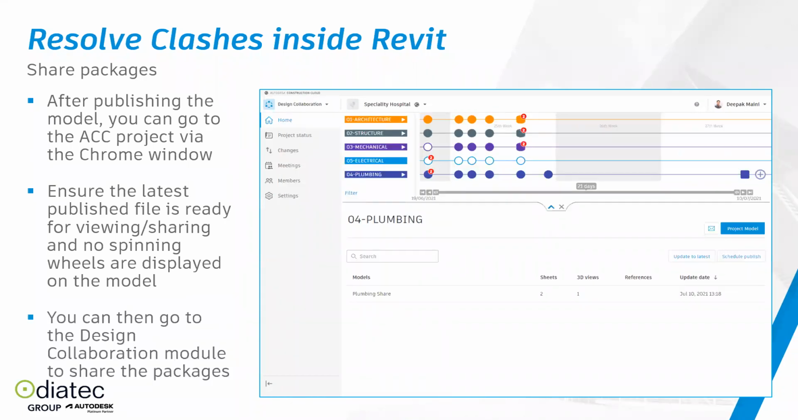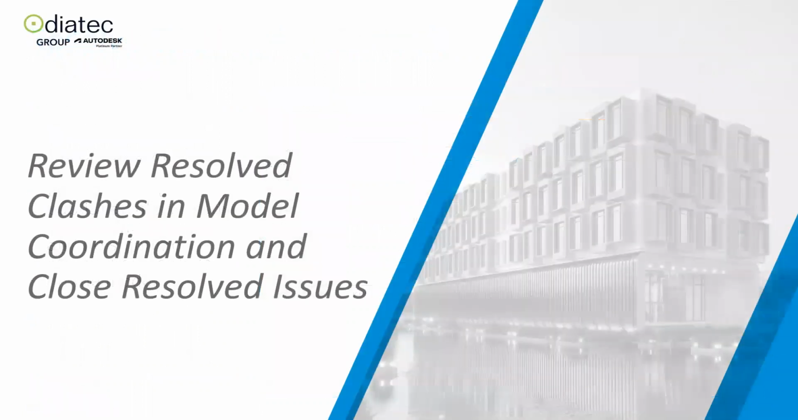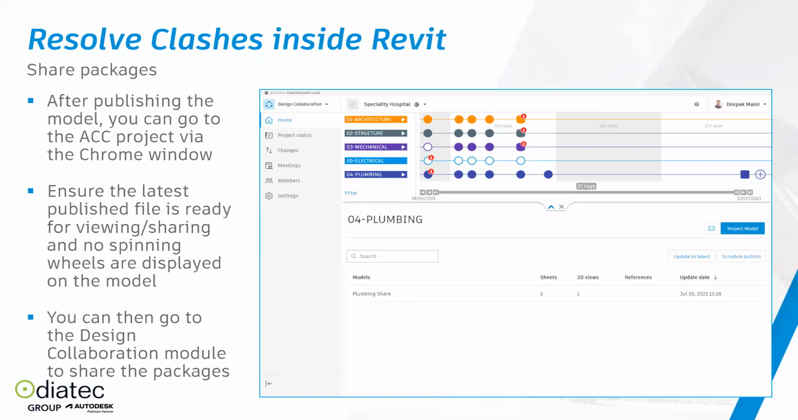And then you can go into design collaboration modules to share this as a package. So once we share this as a package, it then becomes visible inside the design collaboration module. So that's how the issues plugin fits in with the workflow that we looked at the last day. That model coordination clash detection workflow fits in with the design collaboration workflow by using Revit and by using Navisworks if it fits into your workflow as well, but primarily using model coordination.